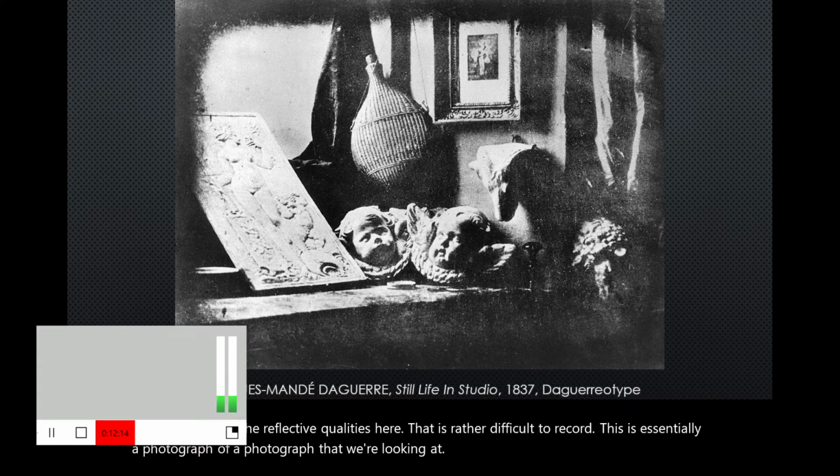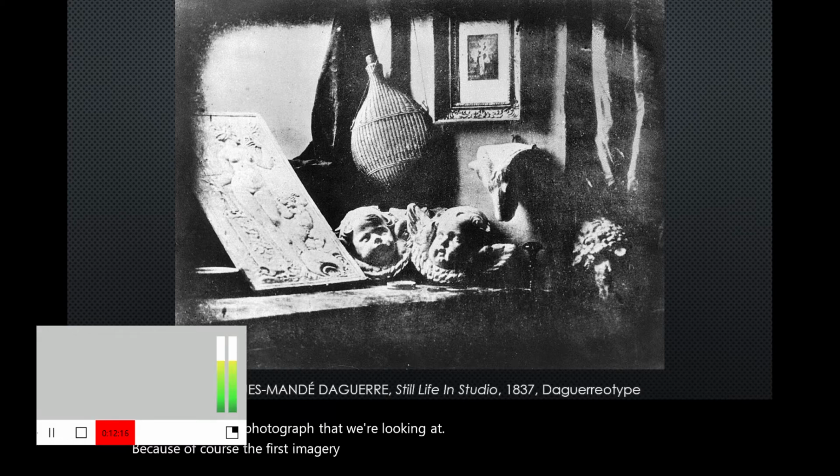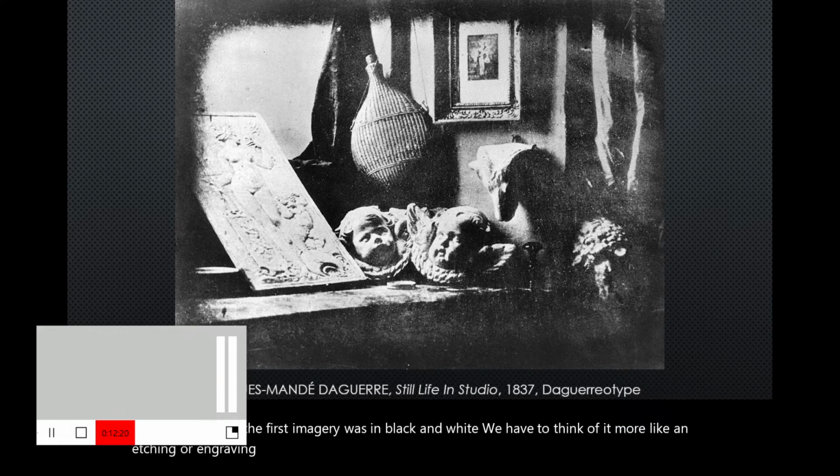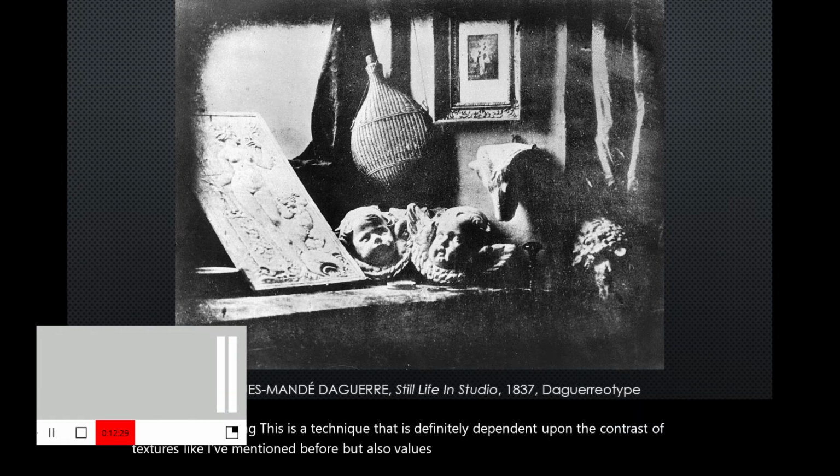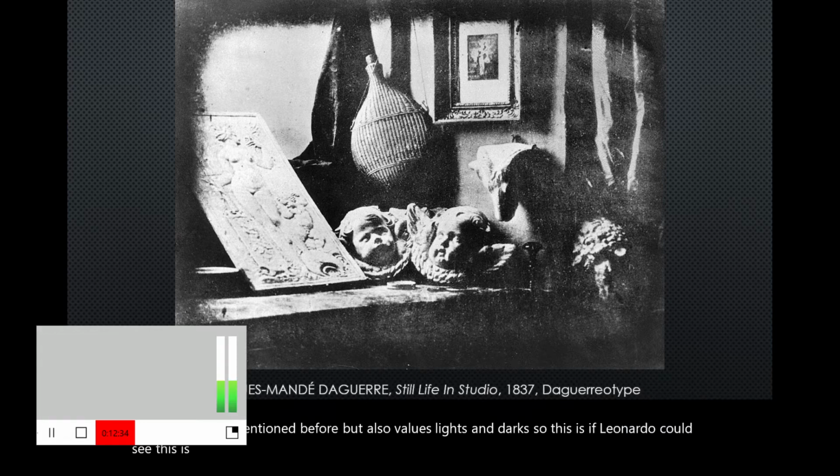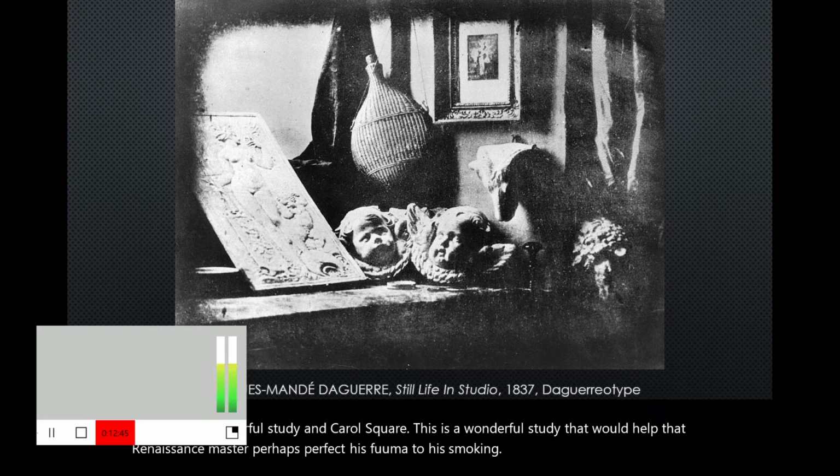Because, of course, the first imagery was in black and white, we have to think of it more like an etching or an engraving. This is a technique that is definitely dependent upon the contrast of textures, like I've mentioned before, but also values, lights and darks. So if Leonardo could see this, this is a wonderful study in chiaroscuro. This is a wonderful study that would help that Renaissance master perhaps perfect his sfumato, his smoky haziness that he shows in the Mona Lisa.